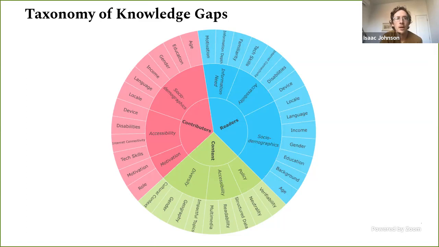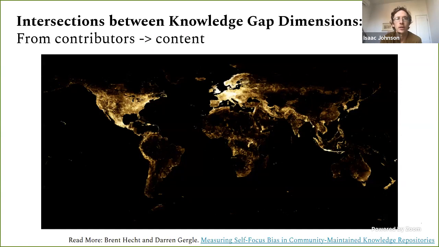So before I wrap up the presentation, I wanted to discuss a little bit something that we don't go into in the paper, but that's the relationship between gaps in the three dimensions of reader, content, and contributors. So first, the relationship between contributors and content. This is pretty well studied. So we know due to self-focus bias, people tend to write about topics that are relevant to their identity. And so when the contributor population is not representative of the broader world, we also tend to end up with associated gaps in the content.